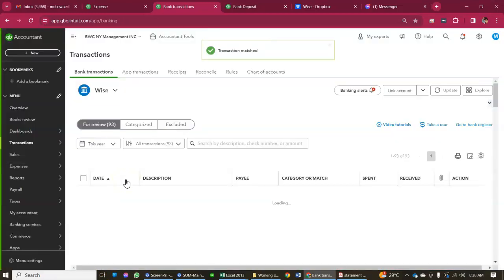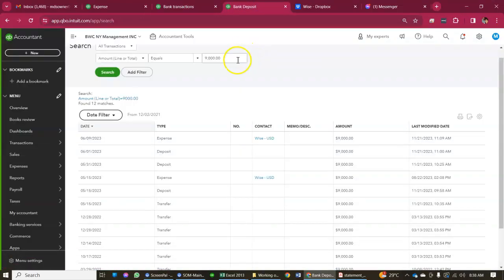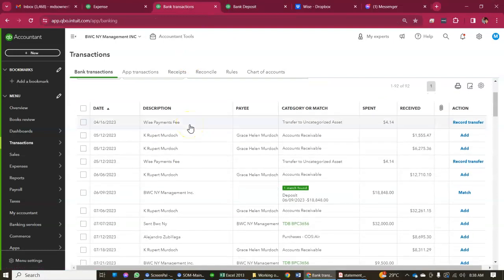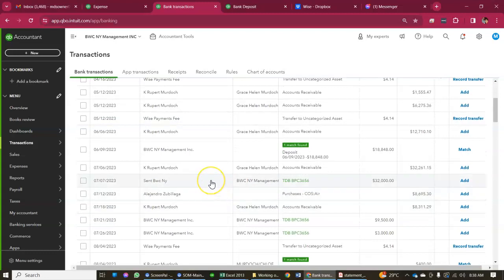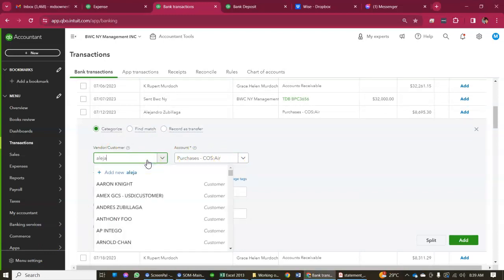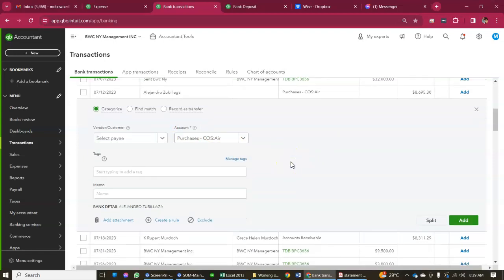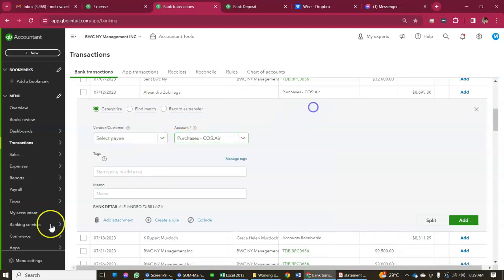Now for the 32 cents, since after locating or searching that 32,000, we haven't found any 32,000 that would match on this, it means that we can categorize this as uncategorized asset. Okay, for this Alejandro, just create accounts receivable, then payee is Alejandro. Since you cannot match that one, we'll match it later.